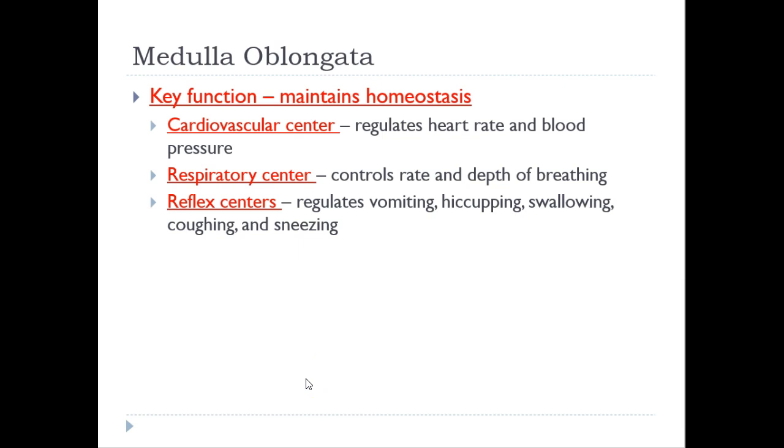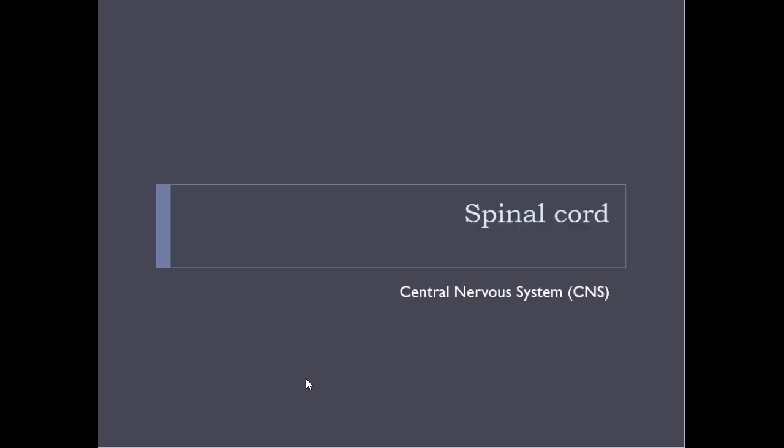The other key functions of the medulla oblongata are for coordination of homeostasis. The cardiovascular center regulates heart rate and blood pressure. The respiratory center controls rate and depth of breathing. And the reflex center handles things like vomiting when there's something full of acid or bacteria that you have to get rid of, hiccuping, swallowing, coughing, sneezing, yawning.